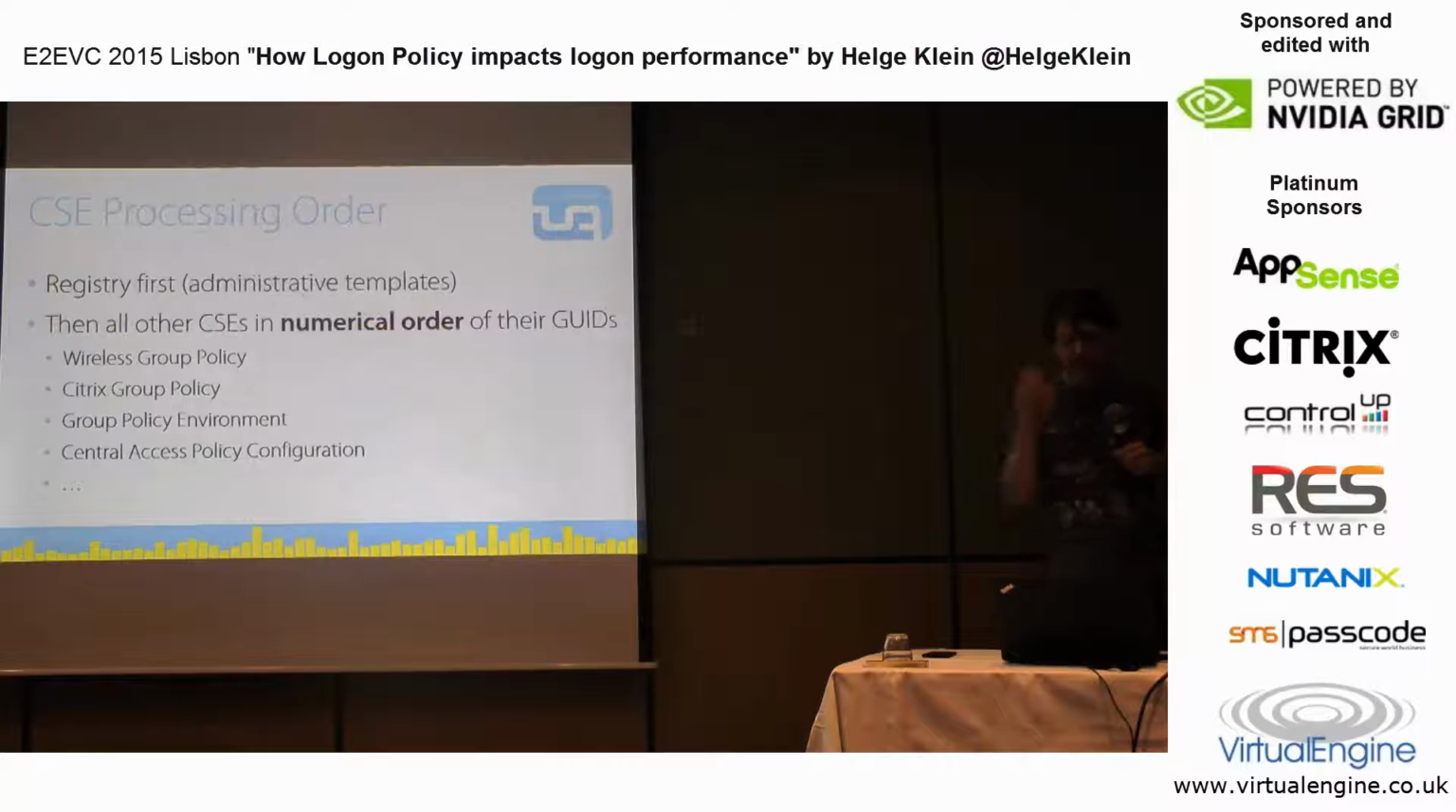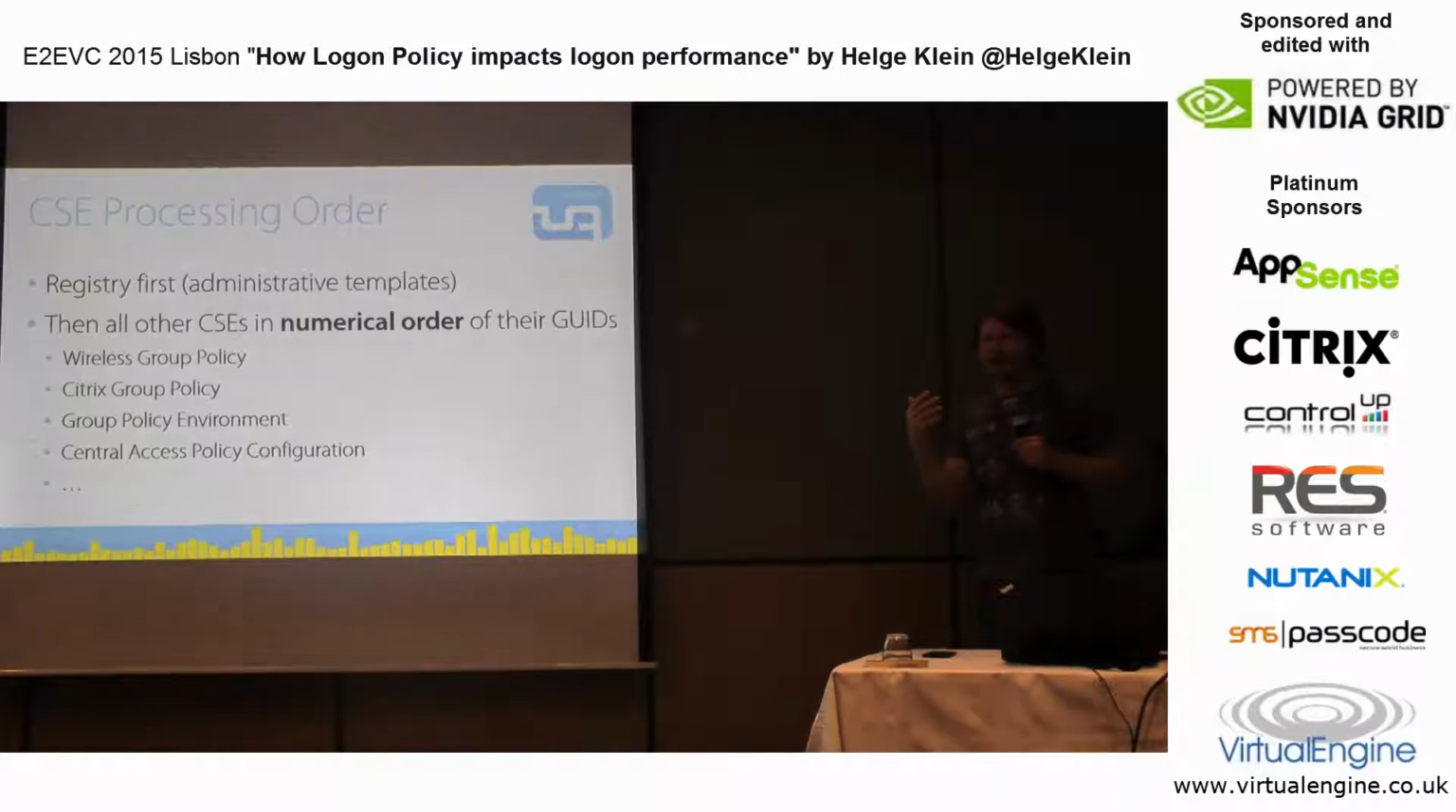Now, when we have these 47 different modules on Windows 8.1, the question that sometimes pops up on the internet is, what is the order in which those are processed? Now, this is actually simple. First, we get the registry policy, meaning the administrative templates. That is also one client-side extension that just writes the configured values to local machine software policies, basically, to be picked up by the application in question.